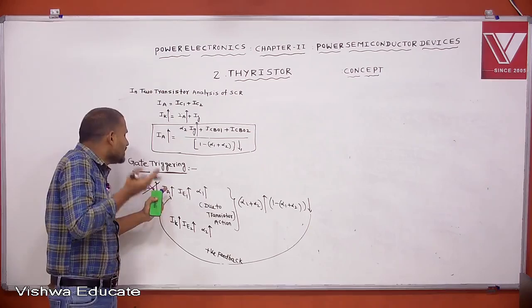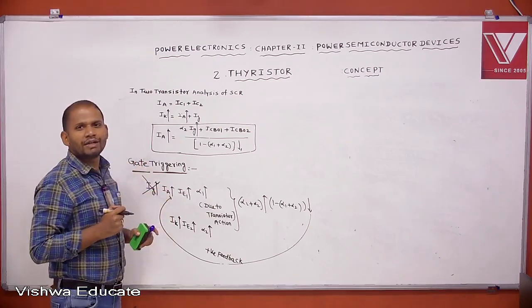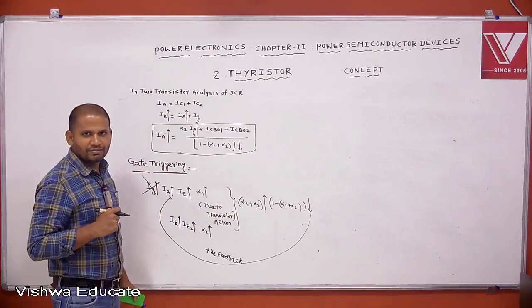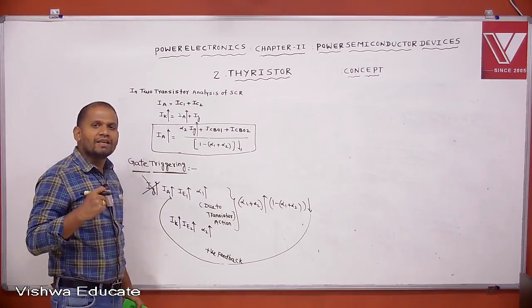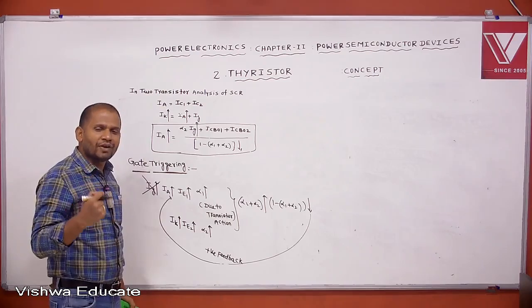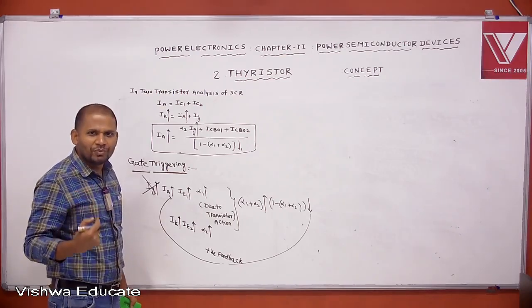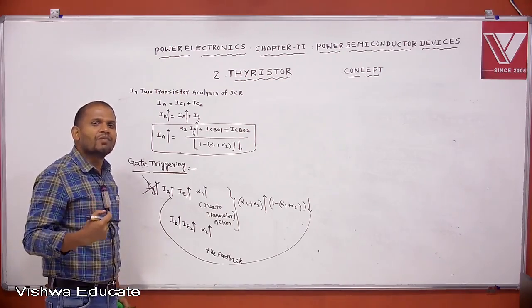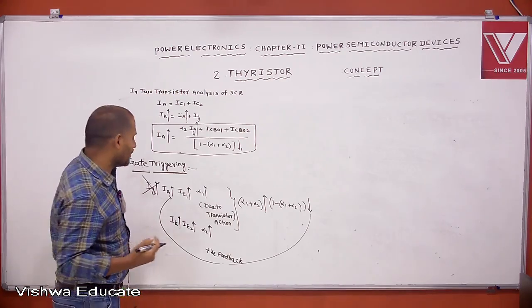Then IA continuously increases up to the rated current. This type of triggering is called the gate triggering method. A small increase of IC causes a large increase of IA due to internal positive feedback action. This type of turn-on method is called gate triggering.